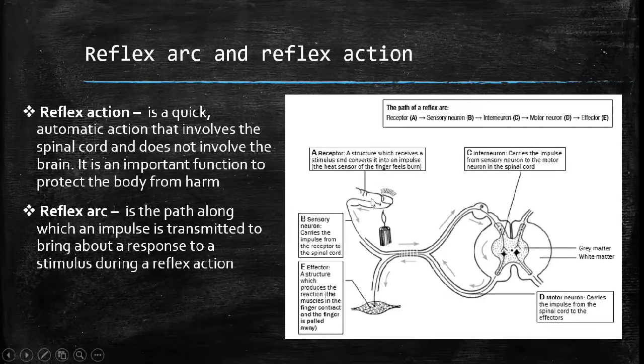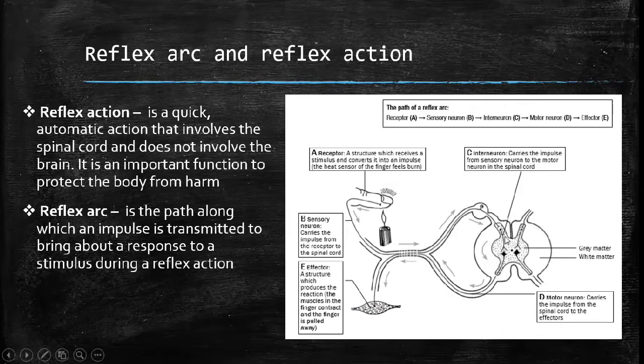Now, once the heat is received, it goes into the sensory neuron, where it is converted into what? An impulse. And then that impulse is taken from the receptor. It goes through this part here, the dorsal horn. And then it comes into this part, which is the spinal cord. Now, as it comes to the spinal cord, it comes and comes.